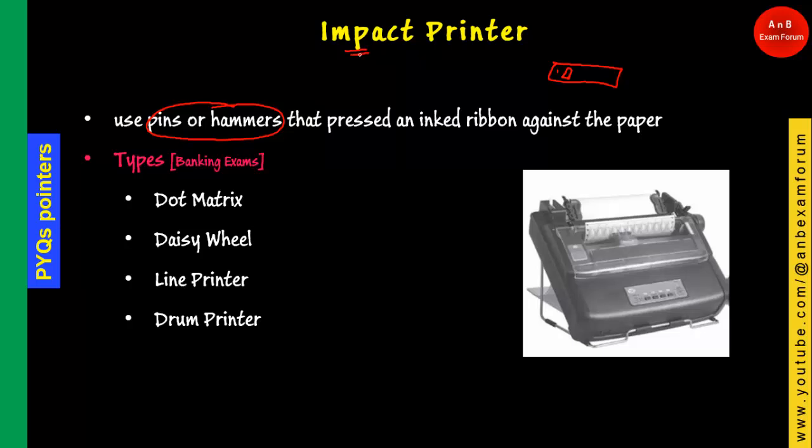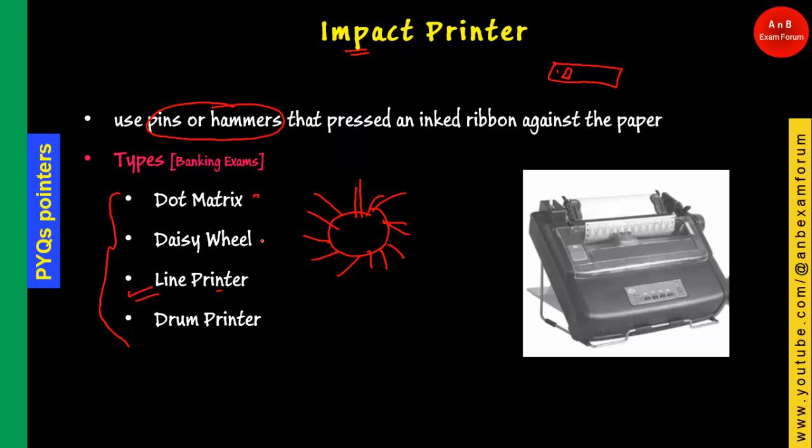And in banking exams, generally the types are asked. There are 4 types basically: dot matrix, daisy wheel, line printer and dumb printer. How each prints is what classifies them. In the daisy wheel printer, again a hammer will be used, but it will be on a round wheel, and all the hammers will be arranged like a daisy flower. The hammer will be thrown onto the paper. Similarly, the line printer will be used to print a line with the hammer.